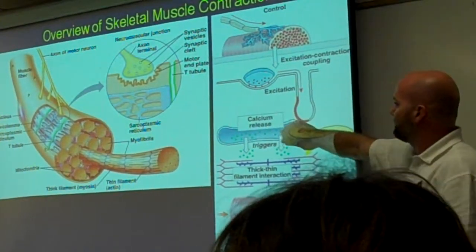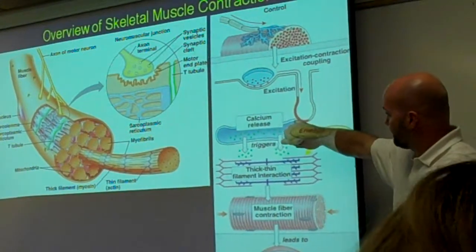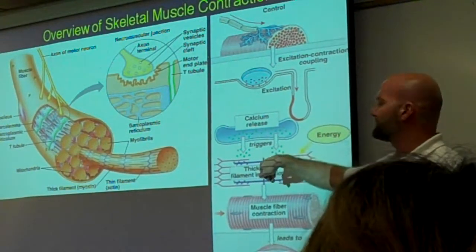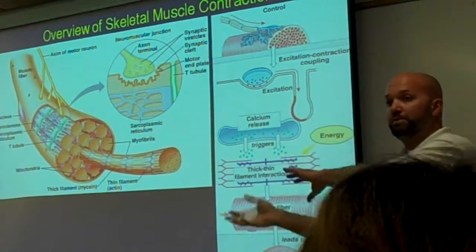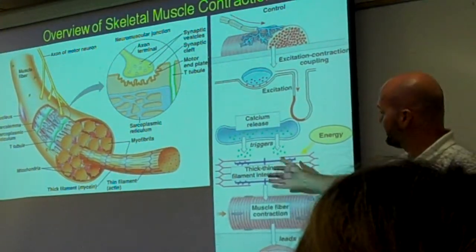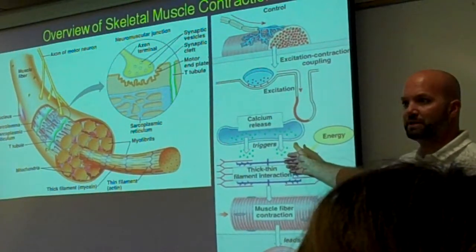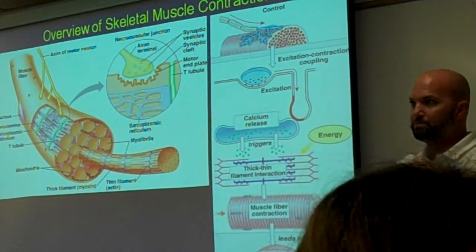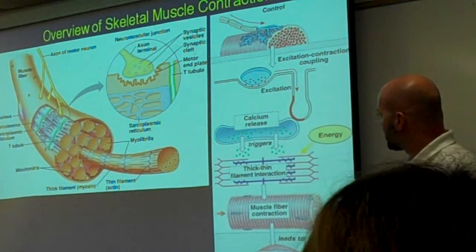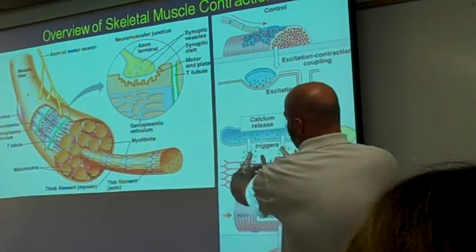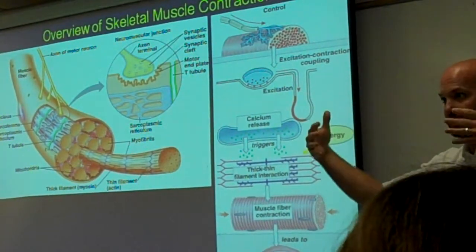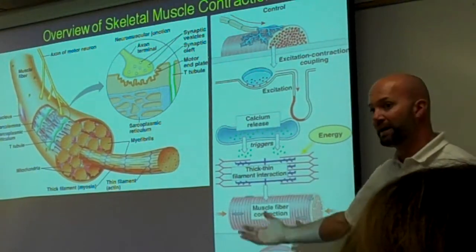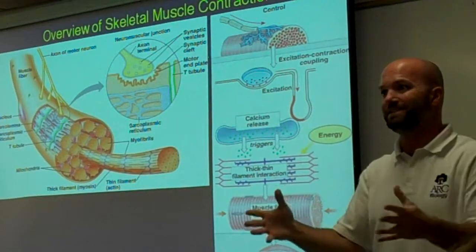And that's going to open up channels on the terminal cisterna. So that's EC coupling. And then as soon as the calcium binds to the TnC subunits of troponin, troponin changes shape, slides tropomyosin out of the way, then what happens? Cross-bridge cycling. As soon as tropomyosin moves from its inhibitory position, cross-bridges form and power strokes follow. And the result is sarcomeres shortening, because that's the whole point of sliding the filaments, to shorten the sarcomeres. As the sarcomeres shorten, the myofibrils shorten, so the fibers shorten, so the fascicles shorten, so the entire muscle belly shortens.